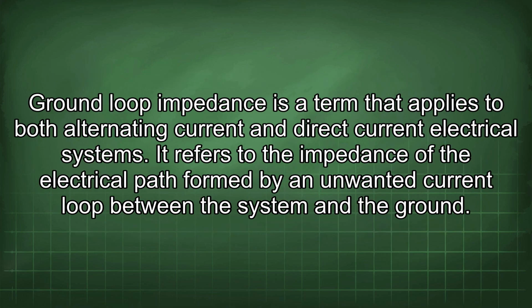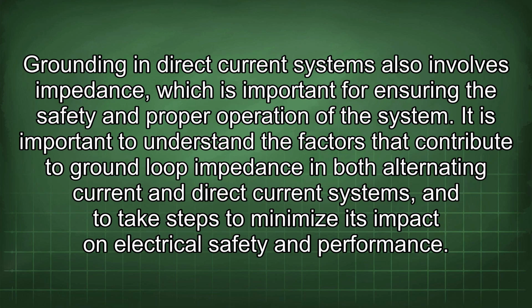Ground loop impedance is a term that applies to both alternating current and direct current electrical systems. It refers to the impedance of the electrical path formed by an unwanted current loop between the system and the ground. Grounding in direct current systems also involves impedance, which is important for ensuring the safety and proper operation of the system. It is important to understand the factors that contribute to ground loop impedance in both alternating current and direct current systems, and to take steps to minimize its impact on electrical safety and performance.